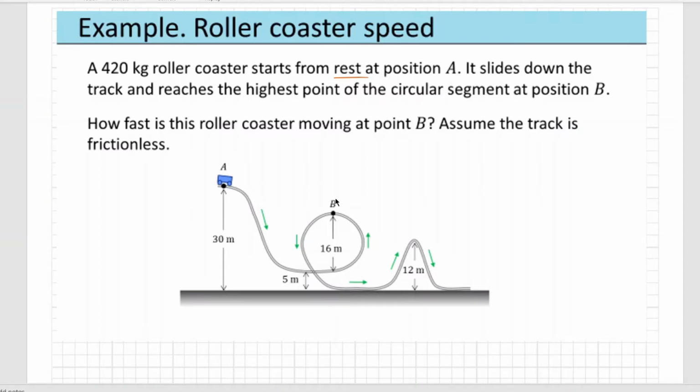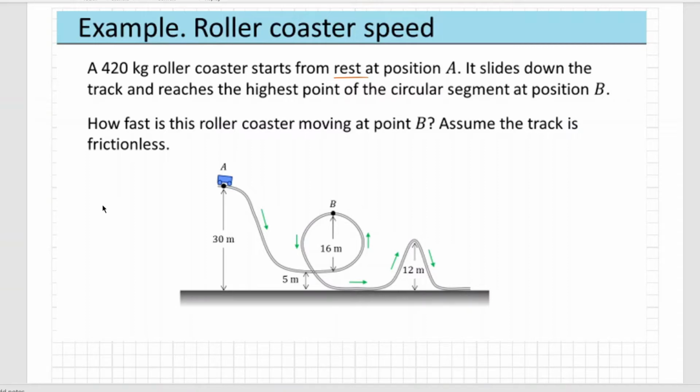So let's first analyze what objects are part of the system. The problem is clearly related to the variations in height of the roller coaster, which means gravitational potential energy here will be important. It's continuously changing. So the system will consist of the roller coaster and the planet Earth. Because remember, without the planet Earth, there would not be gravitational potential energy.